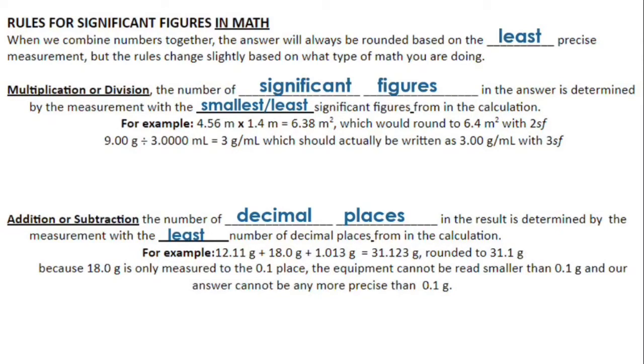With this first example in multiplication and division, we're doing 4.56 times 1.4, and I get the answer 6.38 out of my calculator. But that's not our final answer. This says that we're rounding our final answer to 6.4. The reason is that my givens, the numbers I started with, have different precision: 4.56 has 3 significant figures, but my second number, 1.4, has 2 significant figures. Since we're rounding to the least precise measurement, I have to round my answer to 2 significant figures.